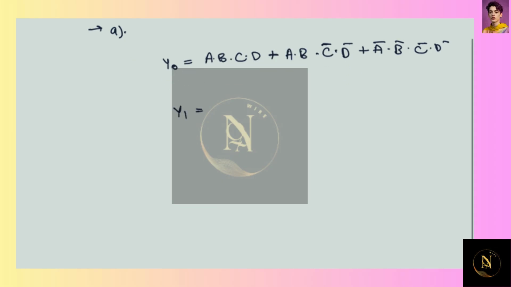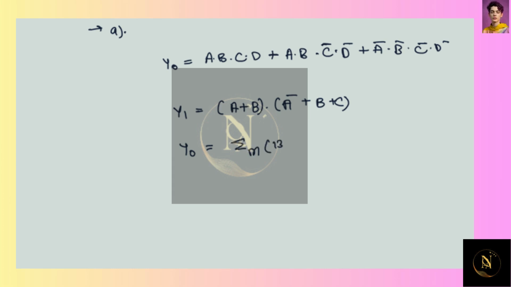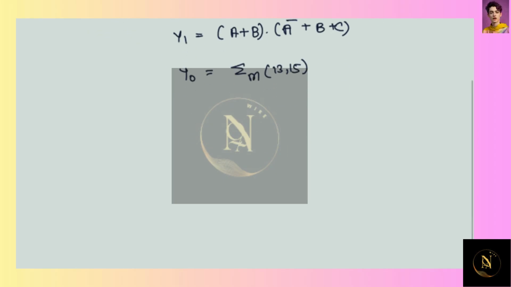Y1 is given as (A + B) multiplied by (A' + B + C), and y2 is equal to summation m over the points 13 and 15. We have to find out the minimum size of the ROM required. So in the first part we are considering the ROM size.